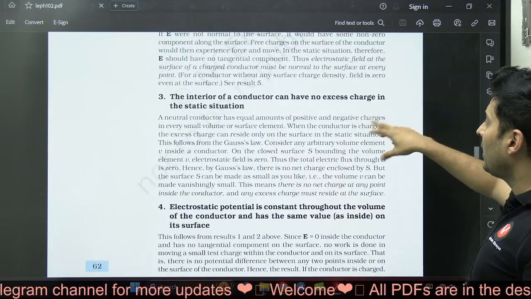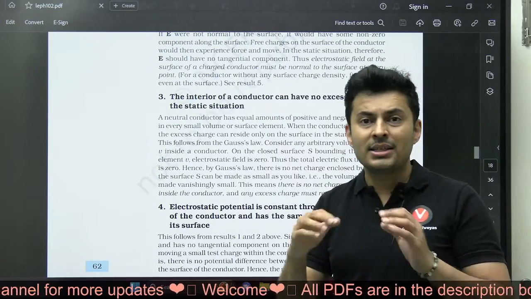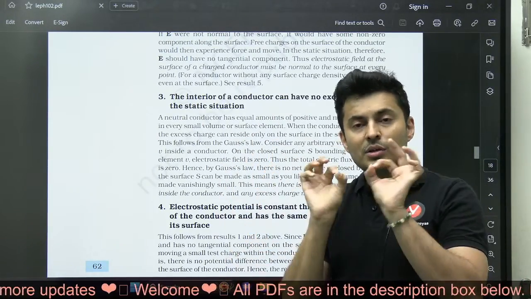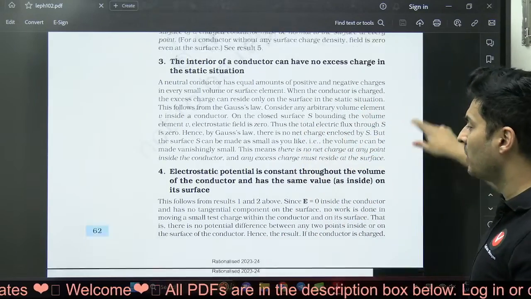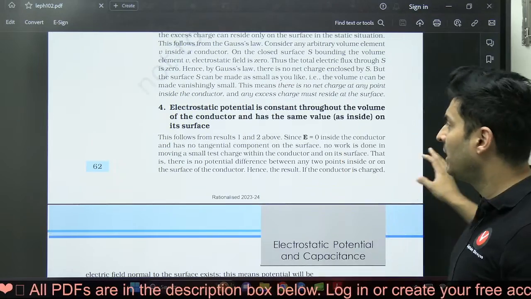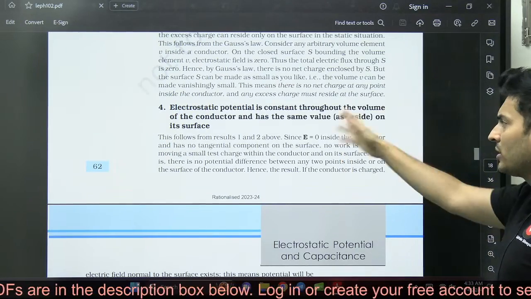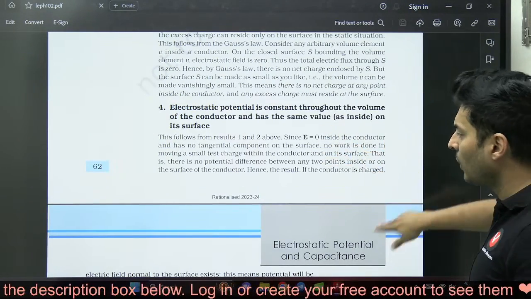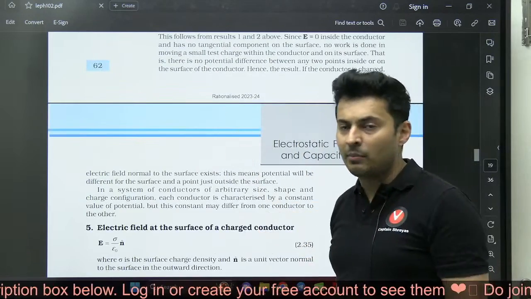Interior of a conductor can have no charge on it, so all the charges are always there on the surface, not on the inside part of the body of the conductor, like metals. See, we are not talking about rubber and insulators. Electric potential is constant throughout the volume because field is zero, so every point is at the same potential.